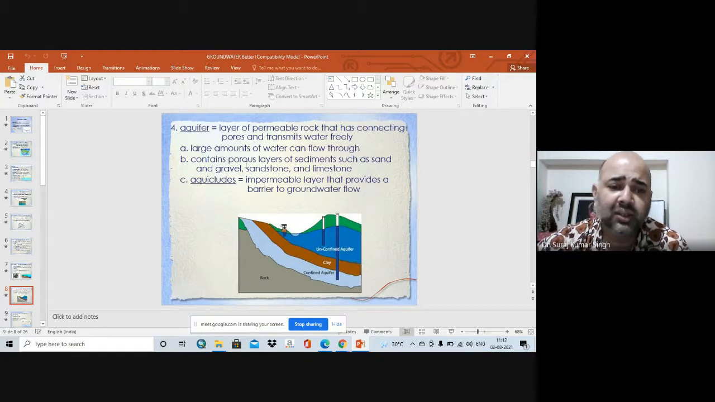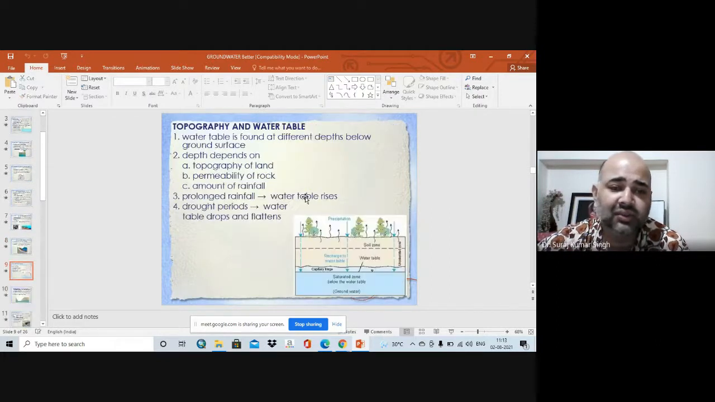The other terms associated with aquifers are the different types of aquifer. You have confined aquifers and unconfined aquifers. So what do aquicludes mean? Aquicludes are impermeable layers that provide a barrier to groundwater flow. This is how an aquiclude looks. If you have an impervious surface below a pervious surface, such a feature on the ground is classified as an aquiclude.